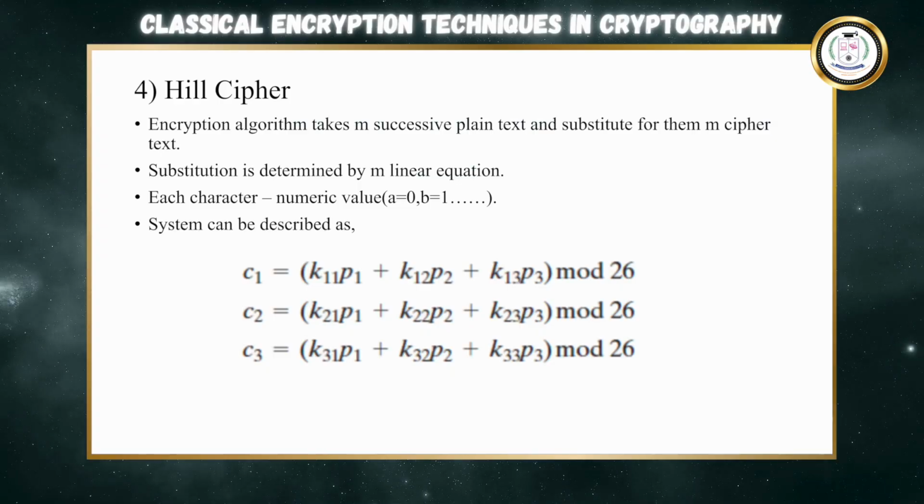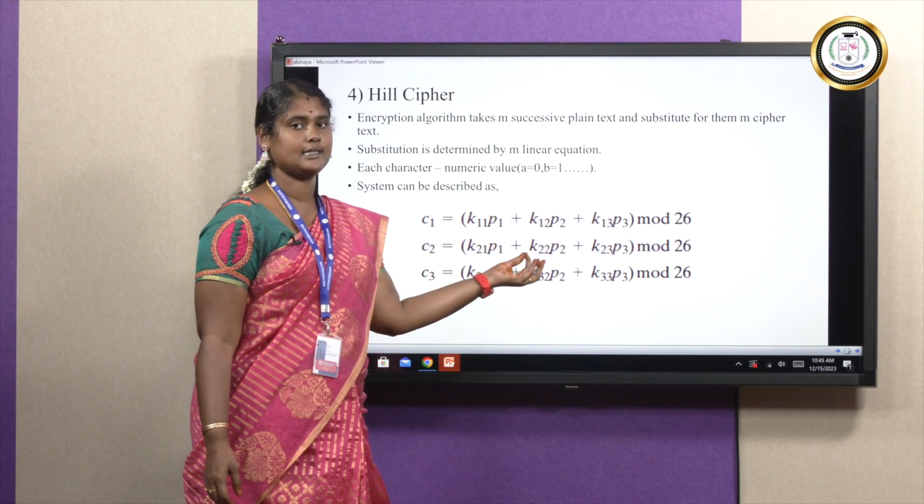So next one is the Hill cipher. Hill cipher, I already told. Here we are going to take KP modulus 26.